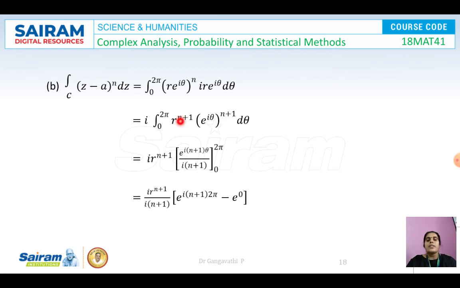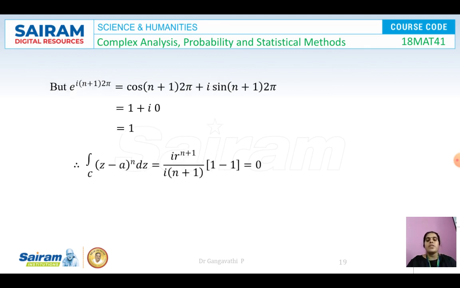So r is a constant because integration is with respect to theta, you can write it outside. Integration of e to the power of i n plus 1 theta is e to the power of i n plus 1 theta divided by i n plus 1, between the limits 0 and 2 pi. So substitute theta is equal to 2 pi and theta is equal to 0. For the upper limit we get this term, and for the lower limit e to the power of 0.